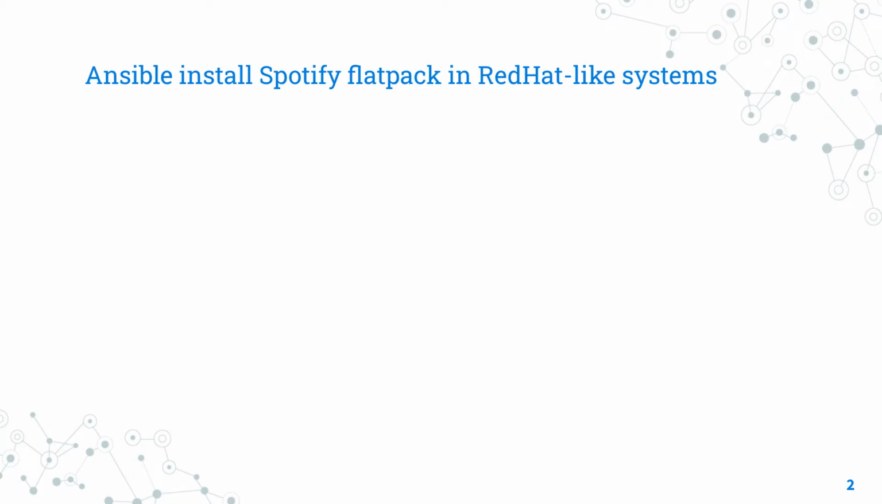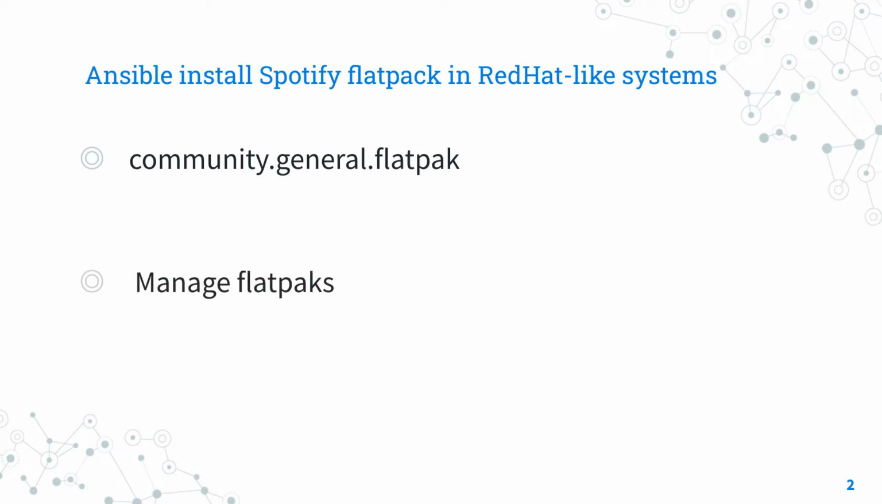Today we are going to talk about the Ansible module Flatpak. The full name is community.general.flatpak, which means that it is part of the community.general collection, a module maintained by the Ansible community, so it is not included in Ansible core. The purpose of the Flatpak module is to manage Flatpaks in the target system. So, exactly what we are looking for.